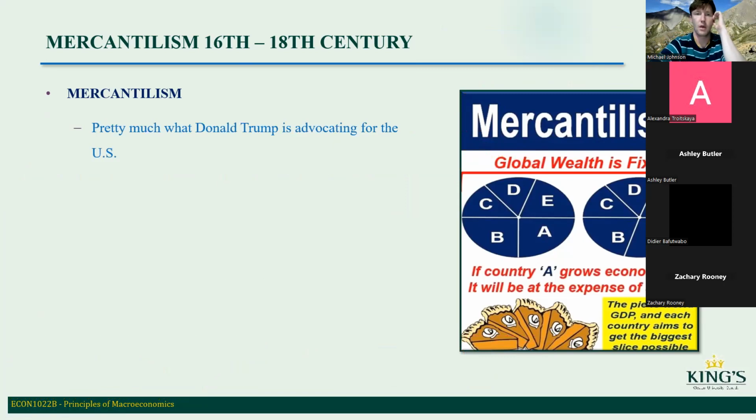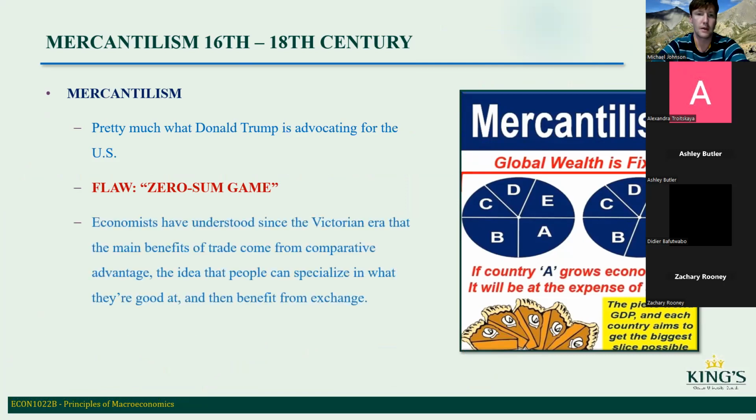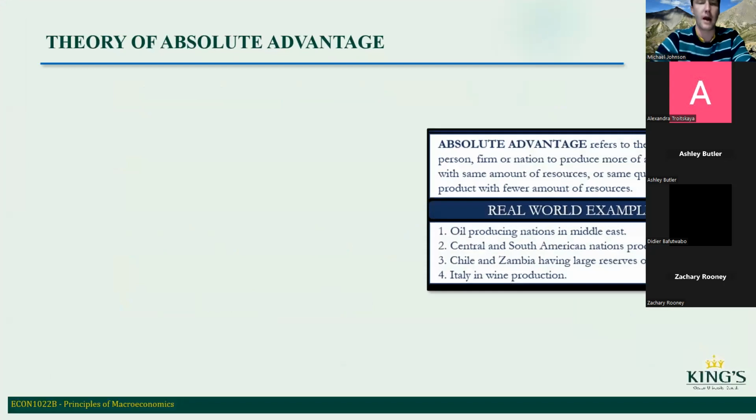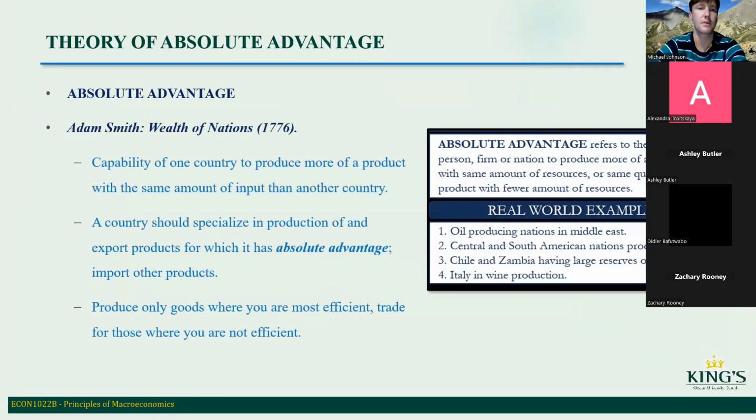So yeah, the former US administration, they followed a lot of the mercantilism approaches. So the former US administration did that. And then the theory of absolute advantage. So Adam Smith, Wealth of Nations, 1776, was the capability of one country to produce more of a product with the same amount of input than another country. So a country should specialize in production of and export products for which it has absolute advantage, import other products.